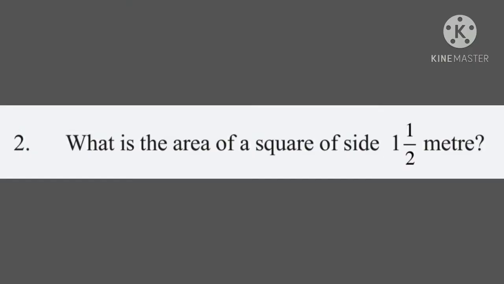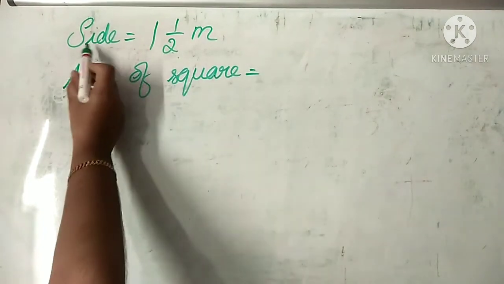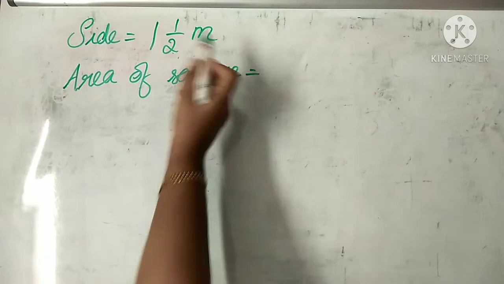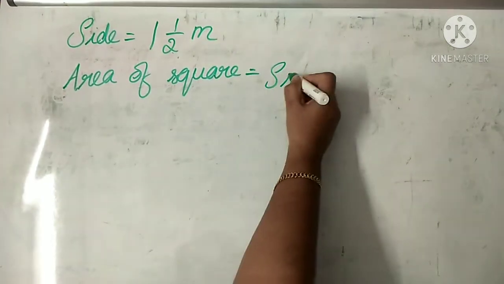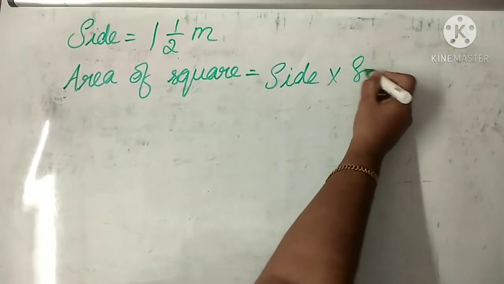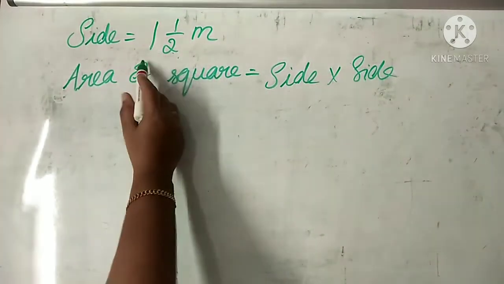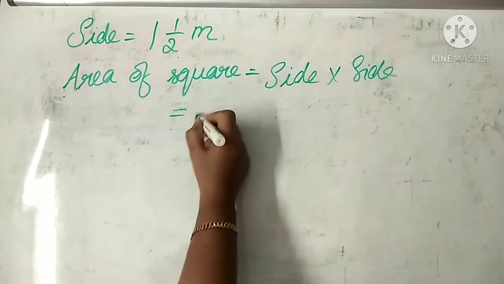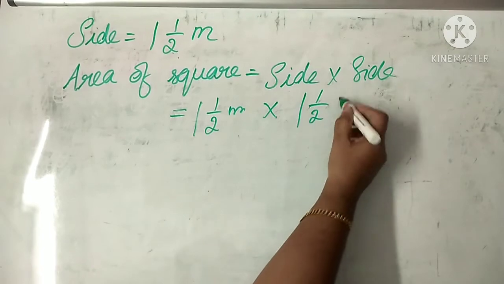Next question. What is the area of a square of side 1 1/2 meter? Here we have to find the area of the square and side of the square is given as 1 1/2 meter. We know that for the square all the sides are equal. Area of the square is equal to side into side. So we can substitute the value of side. That is 1 1/2 meter into 1 1/2 meter.